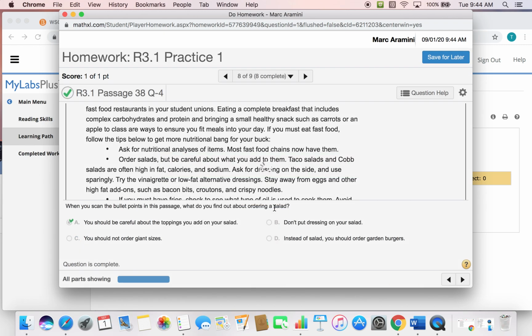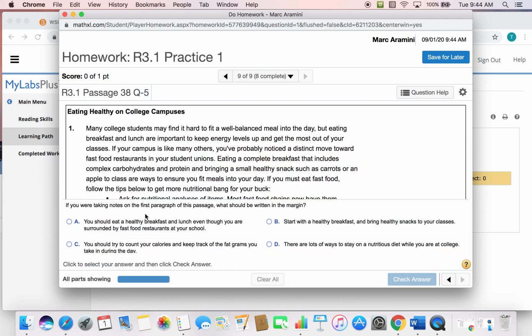Okay, great. It's not always as clear-cut as this one is. If you're taking notes on the first paragraph, what should be written in the margins? Many college students may find it hard to fit a well-balanced eating breakfast and lunch. If your campus is like many, eating a complete breakfast, blah, blah, blah, healthy snack. Okay, so we've got something about starting with a healthy breakfast and bringing healthy snacks to your classes when we skimmed that. If you were going through it in detail, I think that fits the best.